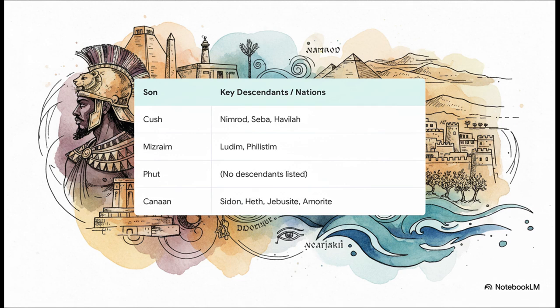So, Ham has 4 sons, Cush, Mizraim, which is actually the Hebrew name for Egypt, Phut, and Canaan. Now, the text is going to spend a lot of time on 2 of these lines in particular, the line of Cush, because of one very famous individual, and the line of Canaan, because of the lands they ended up living in.